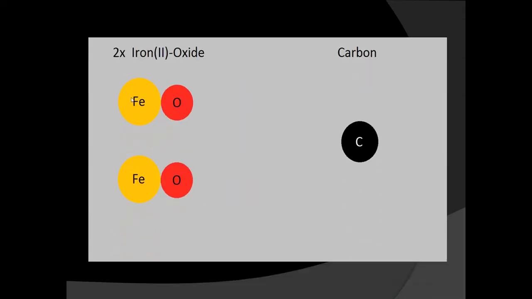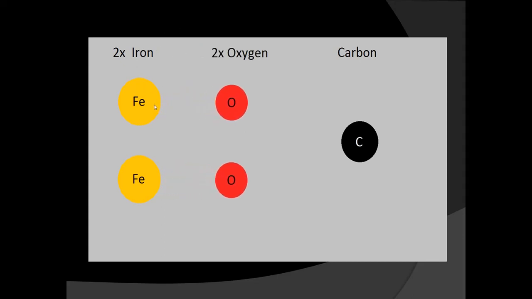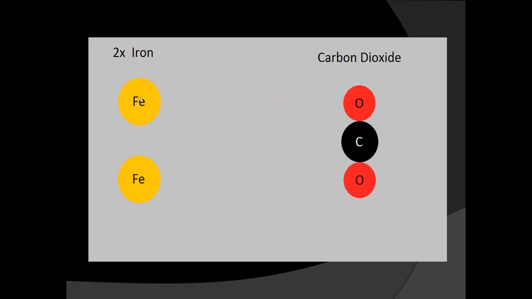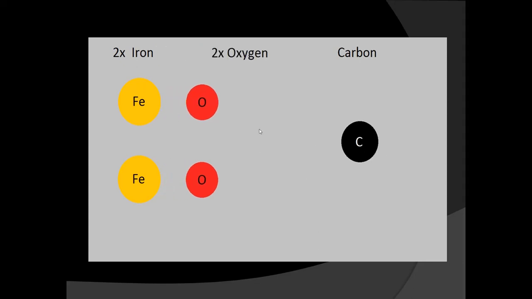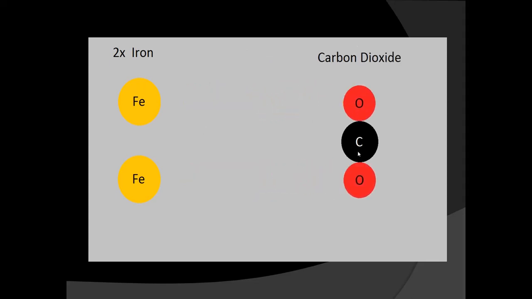Here you can see iron oxide. So here already it is oxidized, as you have seen in the previous one. Oxygen was added to iron and it became iron oxide. Now here what is happening is carbon is there. So here it is carbon. Observe this carefully. This is iron oxide. Here we have carbon. So what is happening? Oxygen is leaving iron and it is coming and attaching to carbon. Now it has become carbon dioxide.